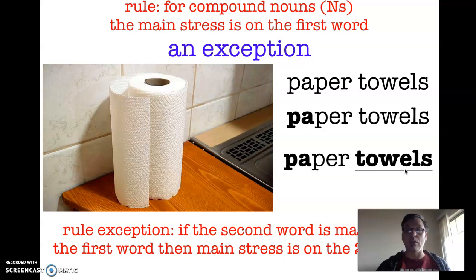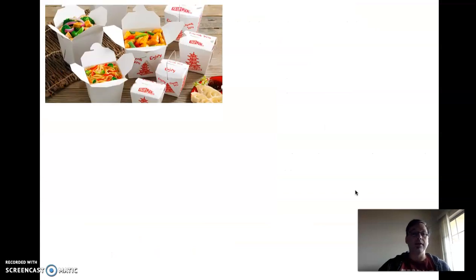In the winter, you might wear a wool sweater, a wool sweater. The sweater gets the stress, right? The primary stress. So the first word is the material or ingredient, let's say, that makes up the second word or the whole thing. The stress goes on the second word. So paper towels. Let's move on, right?